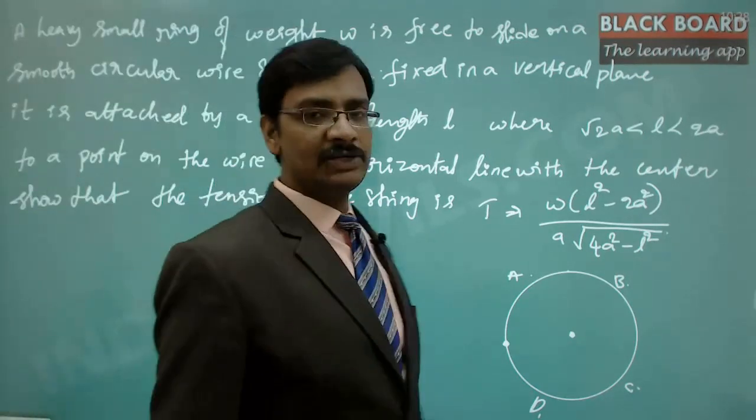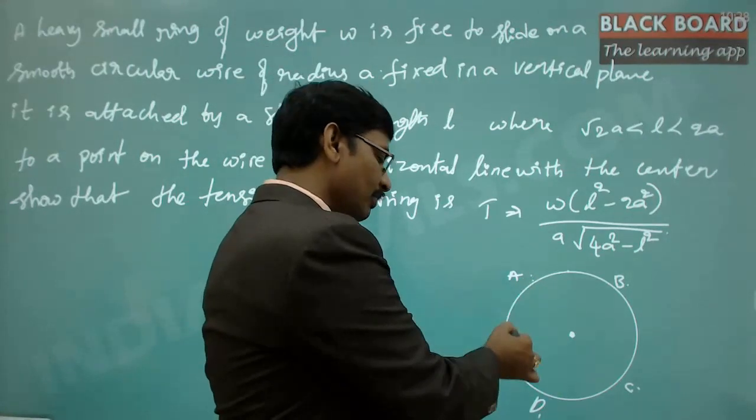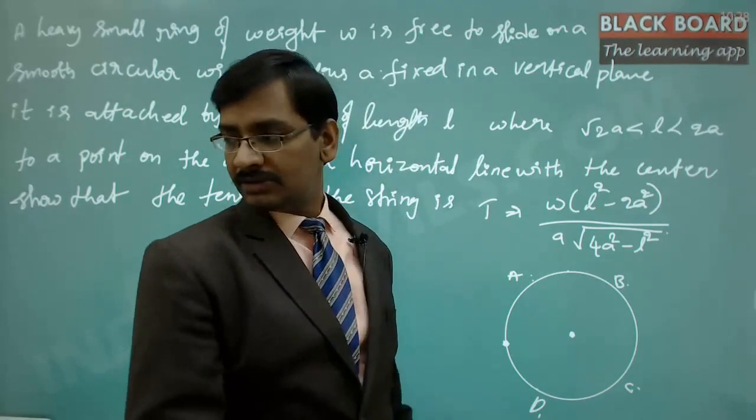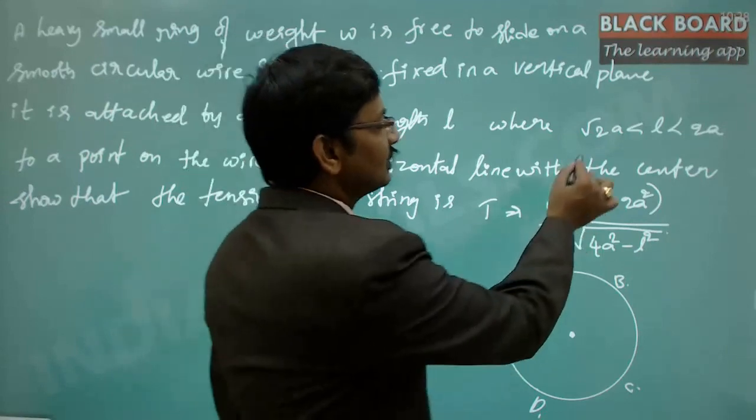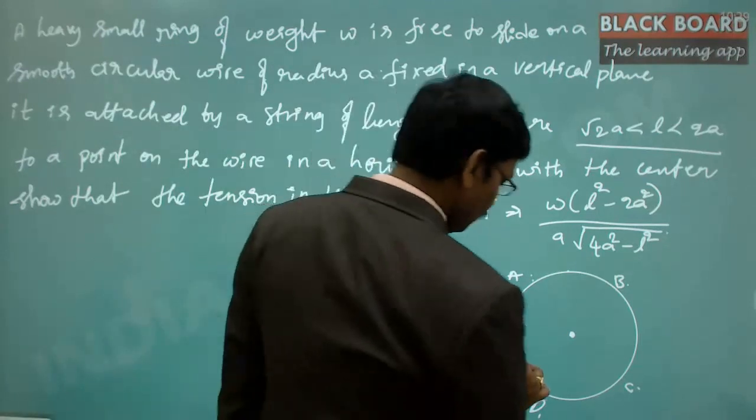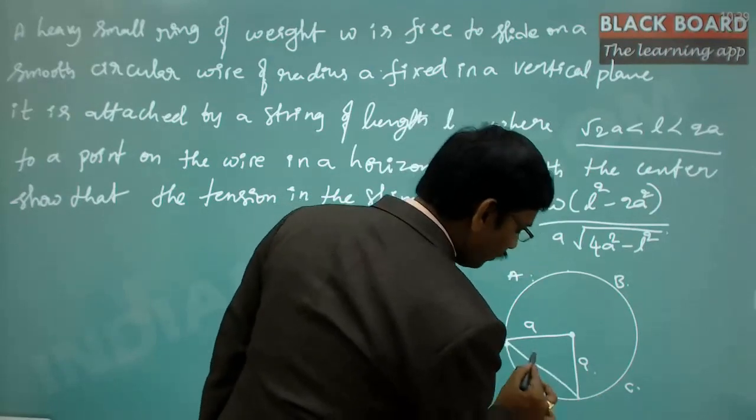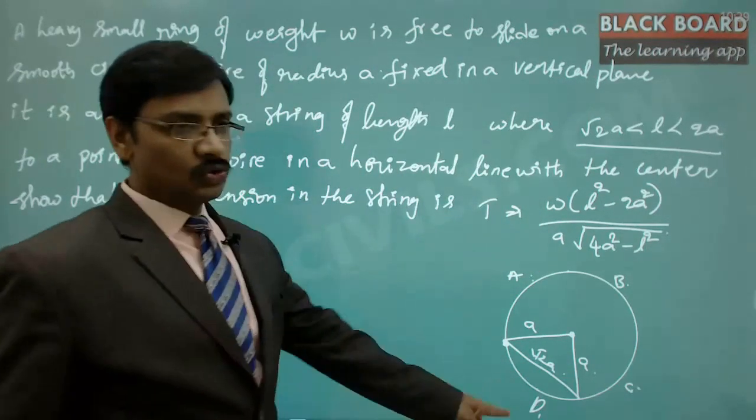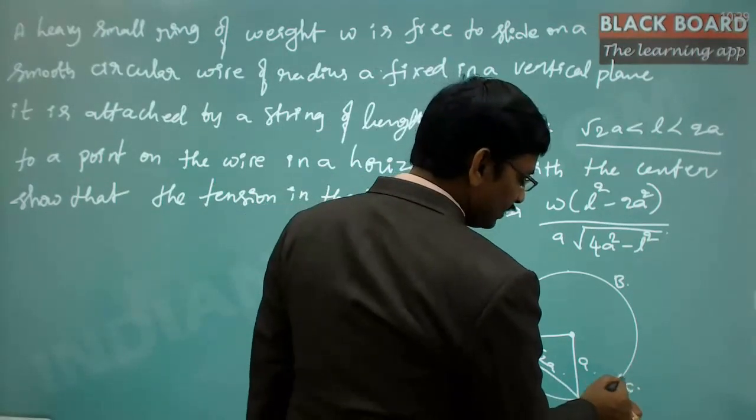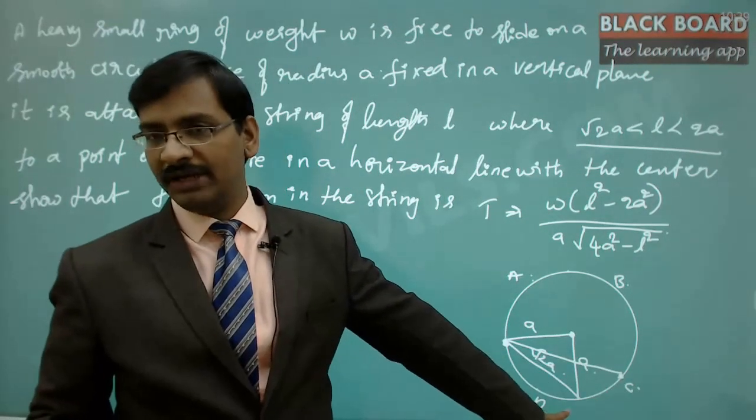Obviously it has to be. Why? Suppose the ring is at this point, it will either stay at this point, or it will go down. The length of the string is greater than root 2a and less than 2a. If you join this and this, this is a and this is a, obviously this will be root 2a. If the length of the string is more than this, and I try to keep the ring at this point, it won't stay here because it will come down due to the weight of the ring.